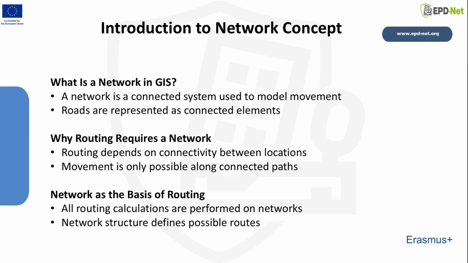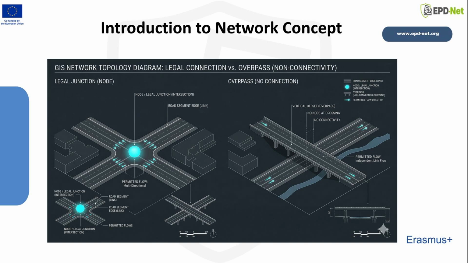Routing requires a network because movement is only possible where connectivity exists. Without a defined network structure, it would not be possible to determine whether two locations are connected or to calculate a path between them. The network defines where movement is allowed and how different locations are linked. All routing calculations in GIS are performed on network structures. The way a network is built directly influences routing results by defining possible paths, connections, and travel behavior. For this reason, understanding the network concept is a fundamental step in GIS-based route optimization.